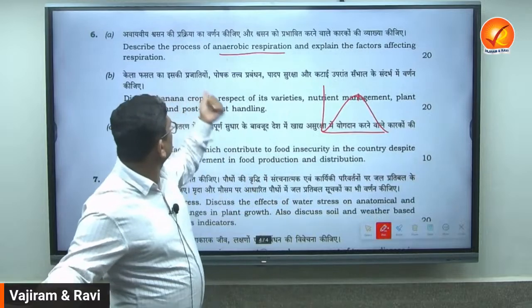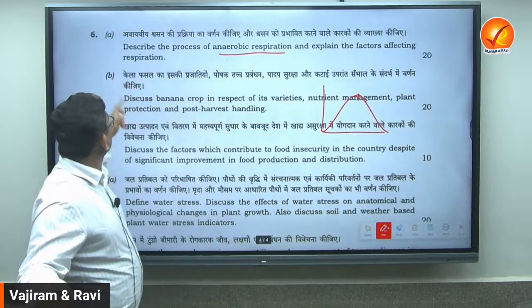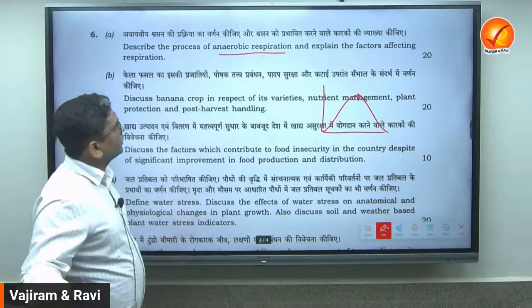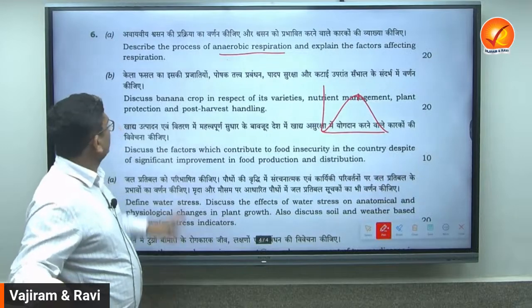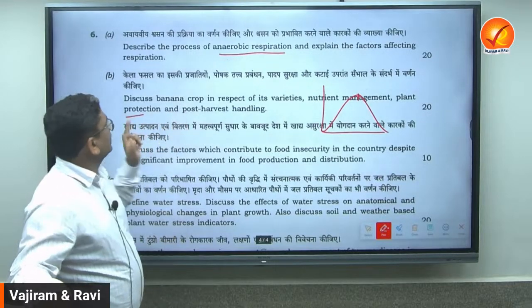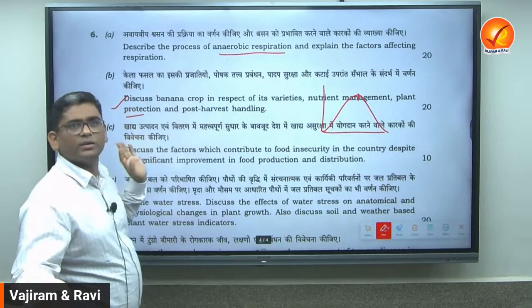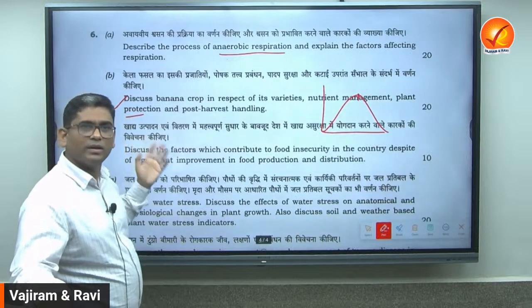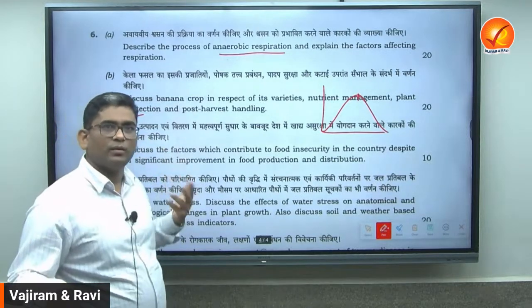Next question is, let's say, 6b. Discuss banana crop with respect to varieties, nutrient management, plant protection, and post harvest handling. Straightforward, expected question, a package of practice type. Each and everyone is doing various crops and their package of practice.